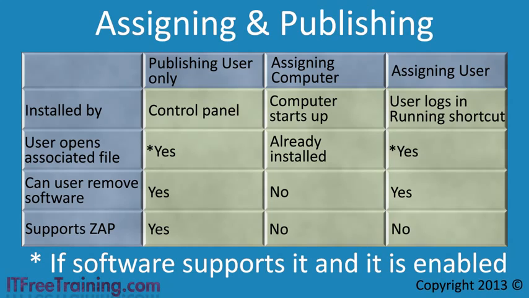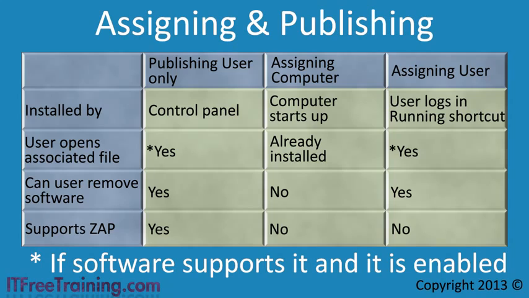To install the software, the user needs to install the software via the control panel. Publishing is a good option if you have a large number of software titles that you want a user to have access to when they need to. Since publishing is hidden away in the control panel, this does not clutter up the user's start menu with software that they will never use.